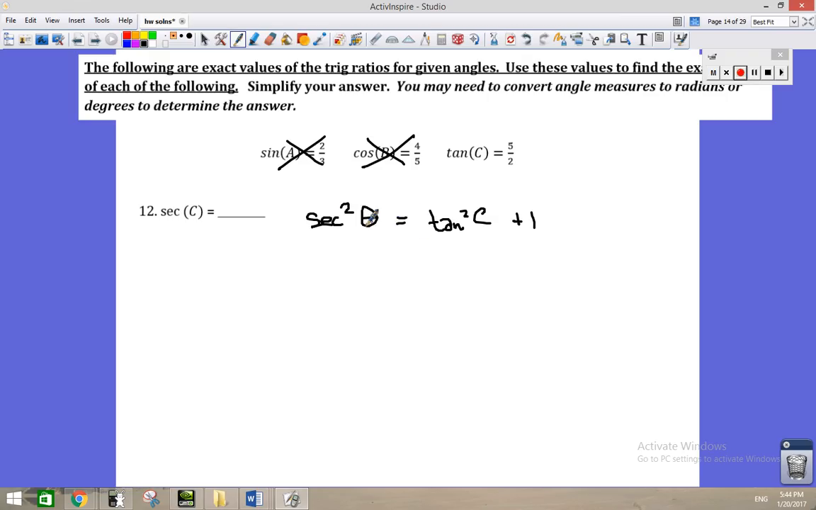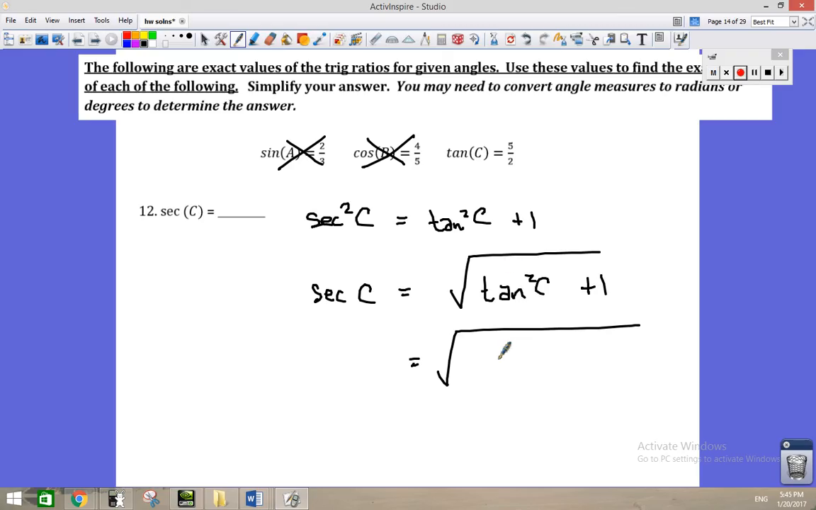Now, if I'm assuming that angle C is in quadrant 1, when I take the square root, I don't have to worry about a plus or minus symbol. And they give me that... what did I put, theta? I changed the angle. I've got to pay attention to what I'm doing. This is C, and I'm so used to writing theta, but our angle here is C. Sorry about that. Tangent squared.